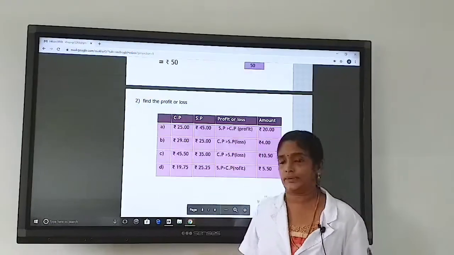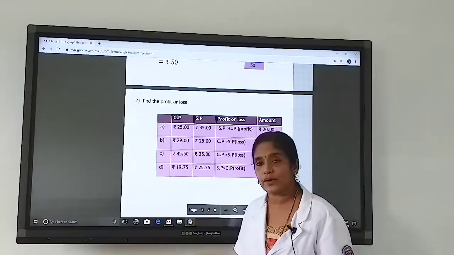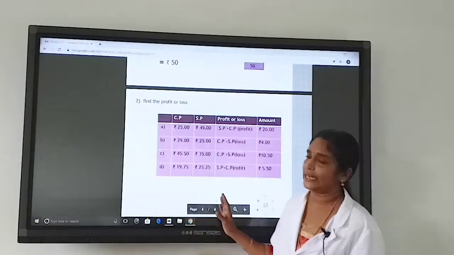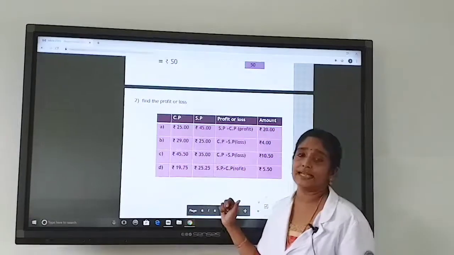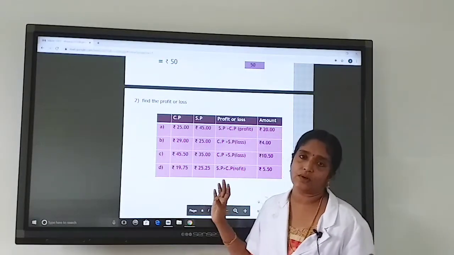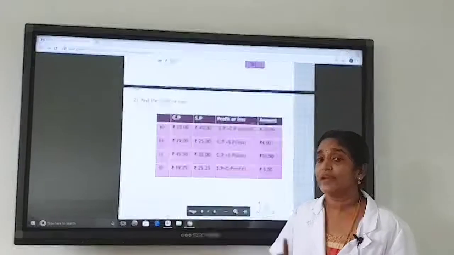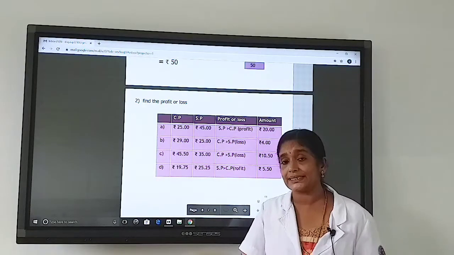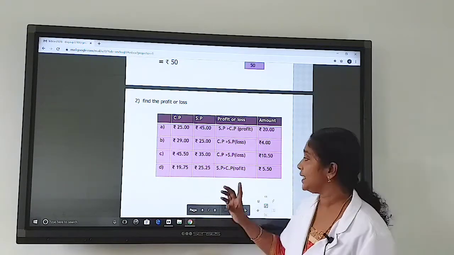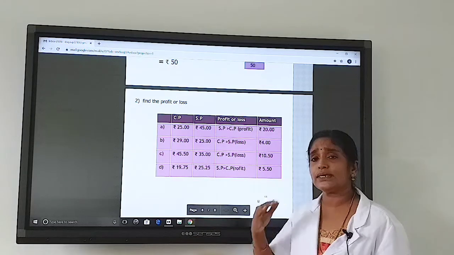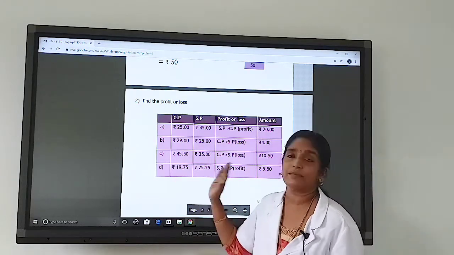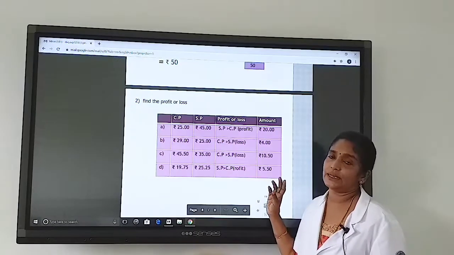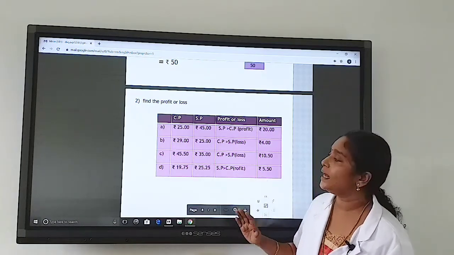Consider the last question. Rupees 19.75 is the cost price and rupees 25.25 is the selling price. Which is greater? Selling price is greater than the cost price. So it is profit. When selling price is greater than cost price, it is profit. When cost price is greater than selling price, it is loss. Here it is profit. What is the profit amount? Selling price minus cost price. That means rupees 5.50. That means 5 rupees 50 paise is the profit.